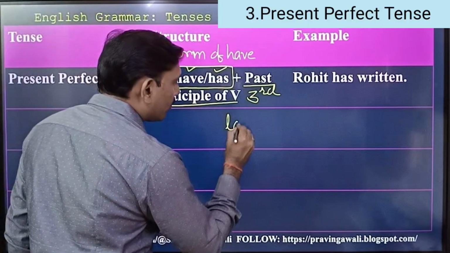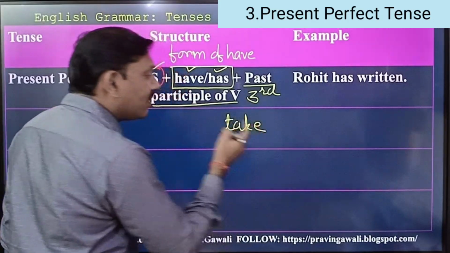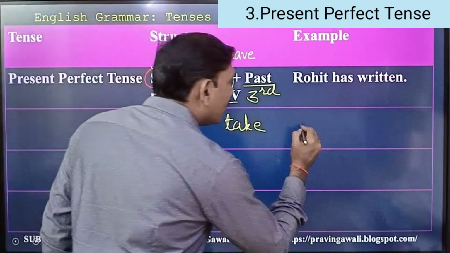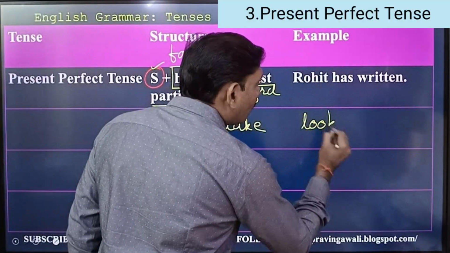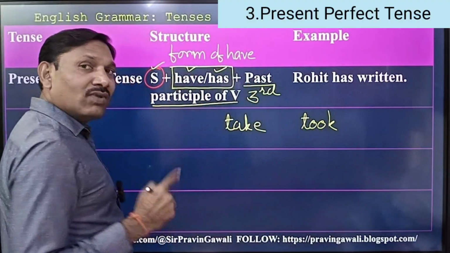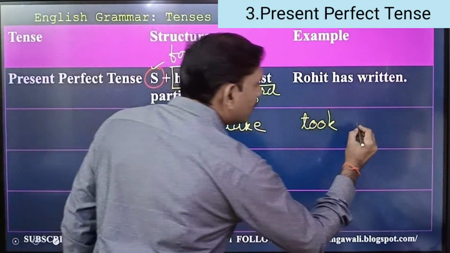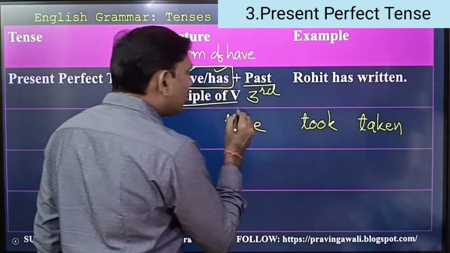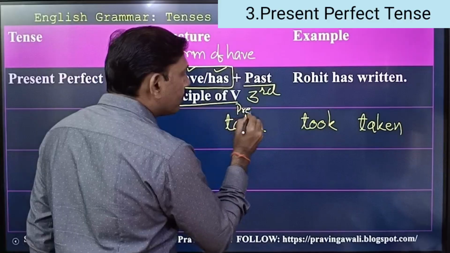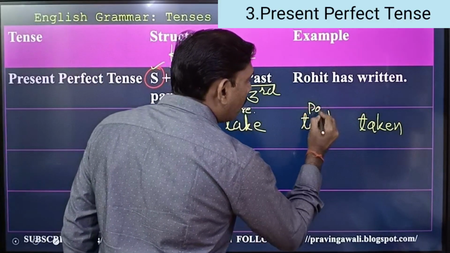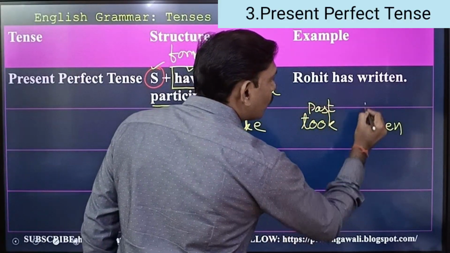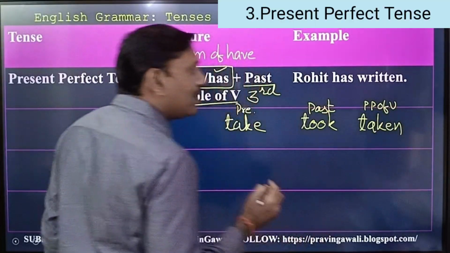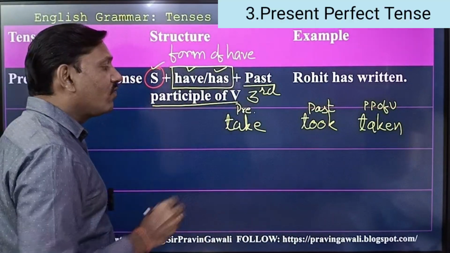For example, here, take is the root form of the verb, that is called the present form. Then the past form of take is took. Now the third form of take is taken. Okay, students. So this is the present form, this is the past form, and this is called the past participle of the verb, otherwise PP of the verb, or third form of the verb.